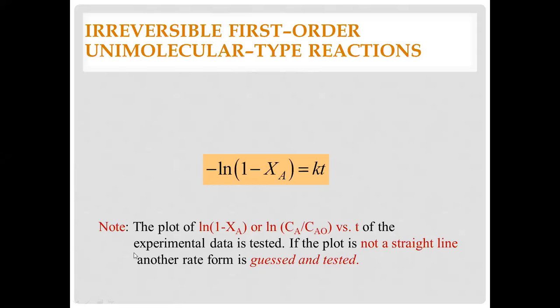Now there's a note in here that says the plot of ln of 1 minus Xa, or ln of CA over CAO versus t of the experimental data is tested. If the plot is not a straight line, another rate form is guessed and tested. What does this mean? The plot of ln of quantity 1 minus Xa, or ln of CA over CAO versus t, of the provided experimental data is tested. If the plot is not a straight line, another rate form is guessed and tested.